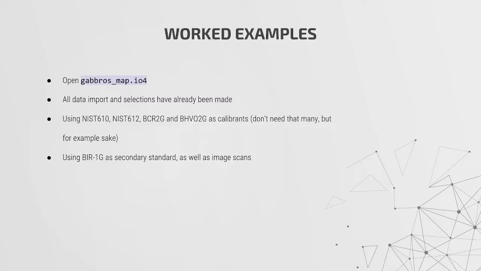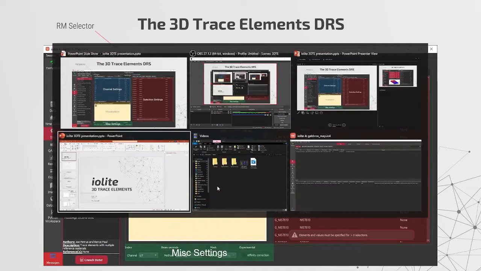So let's look at our Gabbros map file. In this, we've already done the data import and created all the selections for you, and we're going to be using NIST 610 and 612, BCR2G and BHVO2G as the calibrants. As I said, we probably don't need that many, but we're doing it for this example. And we're going to use BIR1G, which was measured in amongst the samples, as our secondary standard. So let's have a look at that in iolite now.